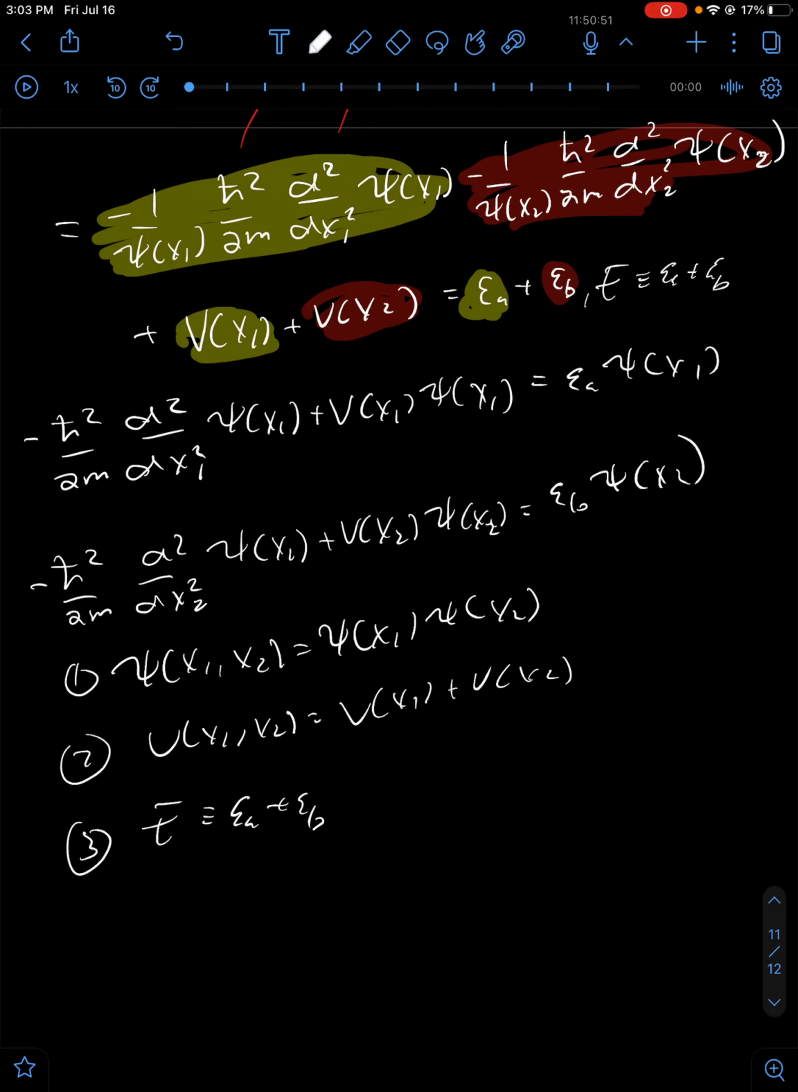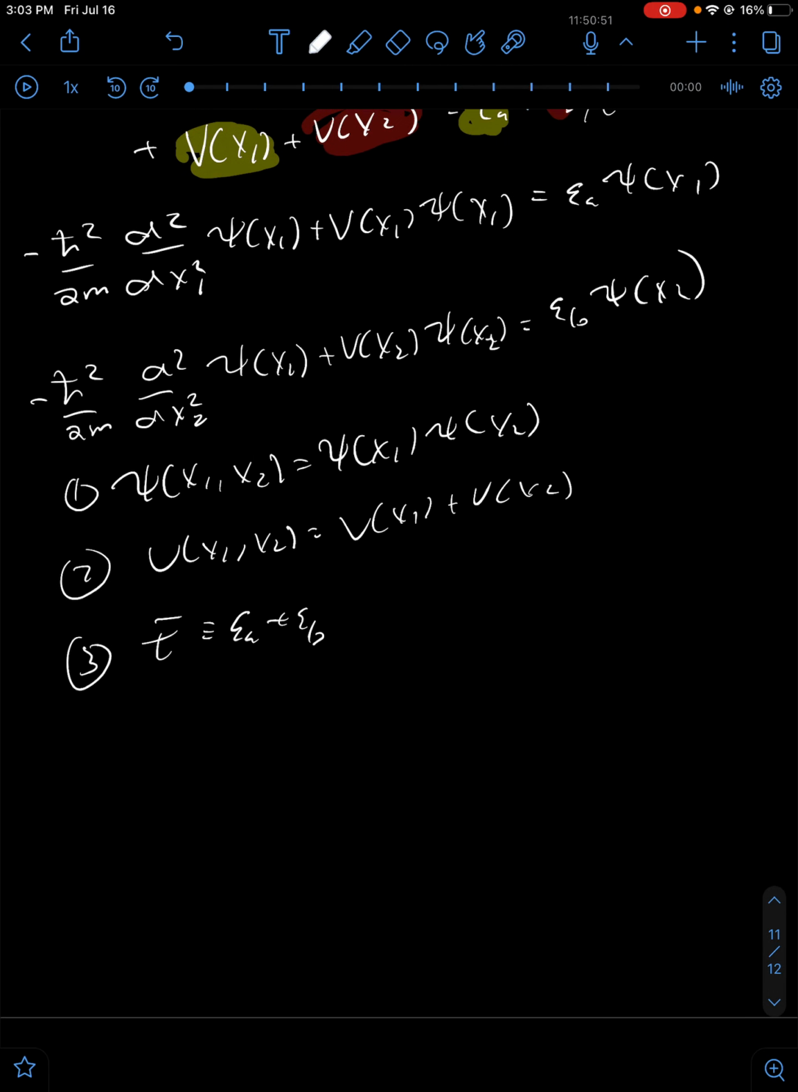You can probably see how this works for 3 particles, 4 particles, and even n particles. Just add another line there. So that's how you do it.